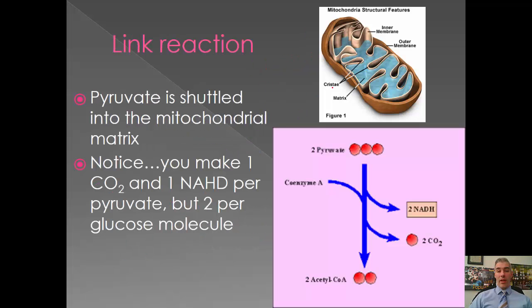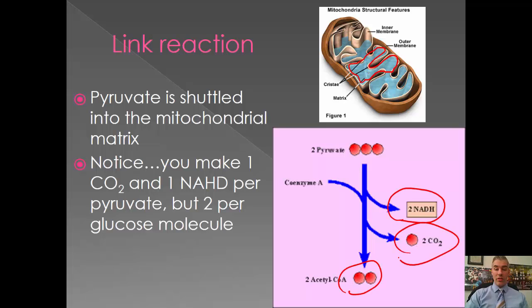So here's showing you that link reaction. Now this happens in the matrix of the mitochondria, which is this inner part that I'm kind of highlighting up here. Okay, that's just part of it. All of that where it looks like there's water is considered the matrix. And what we get out of this is 2 NADHs for the 2 pyruvate, 2 acetyl-CoAs, and 2 carbon dioxide gas molecules.